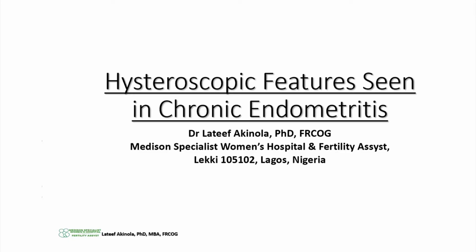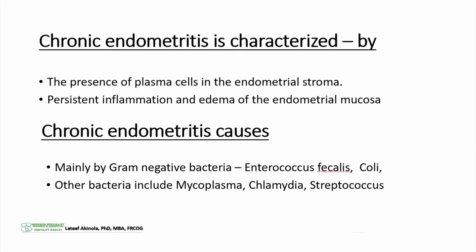This video clip demonstrates hysteroscopic features of chronic endometritis. Chronic endometritis is characterized by the presence of plasma cells in the endometrial stroma and persistent inflammation and edema of the endometrial mucosa. Chronic endometritis can be caused by gram-negative bacteria, including Enterococcus faecalis and E. coli. Other bacteria include Mycoplasma, chlamydia, and Streptococcus.